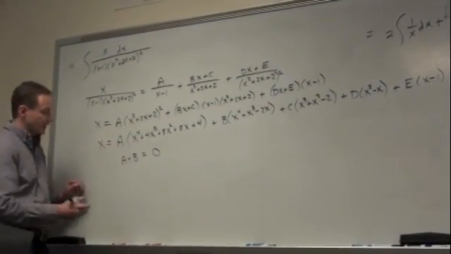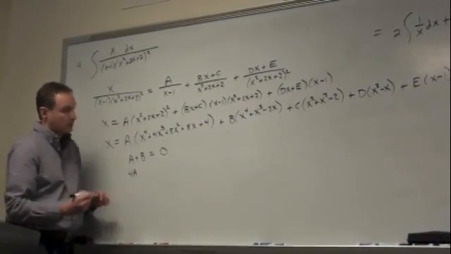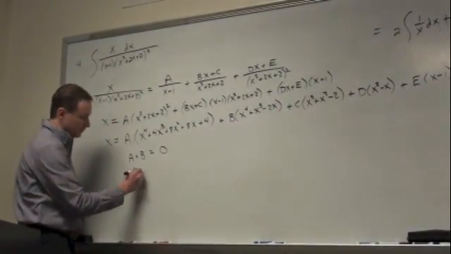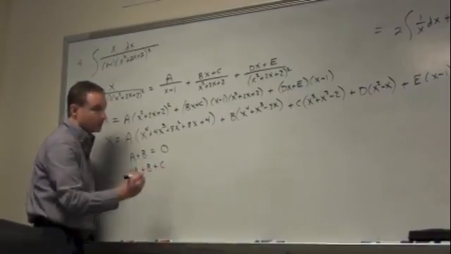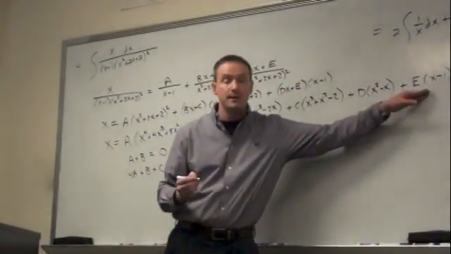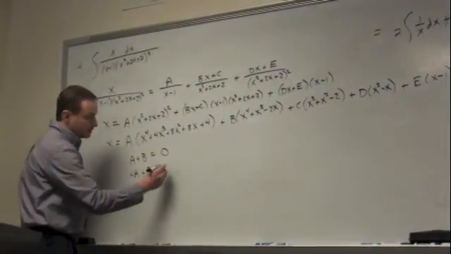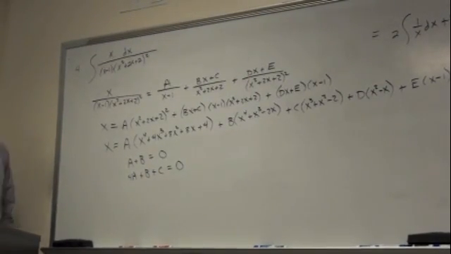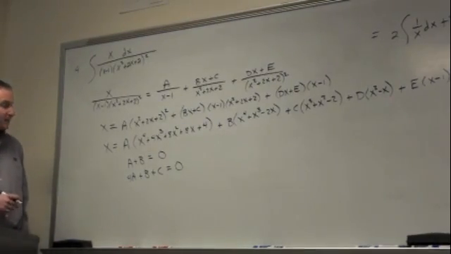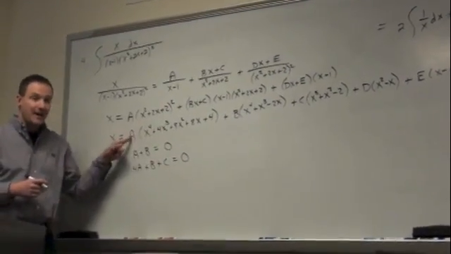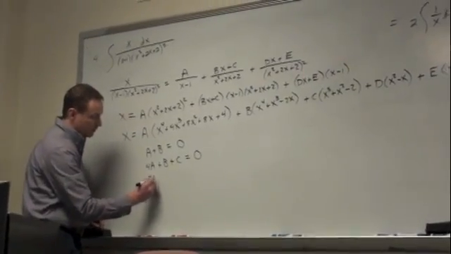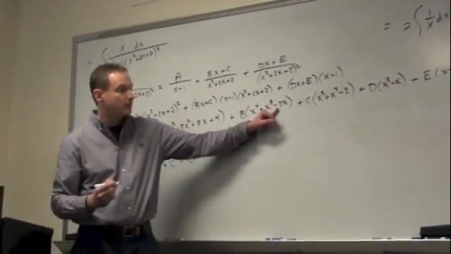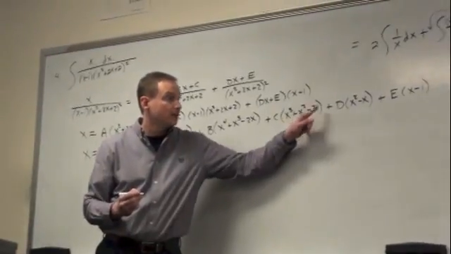I know 4a plus 1b plus 1c, no d or e. All of these are coefficients of x cubed. The sum of the x cubes has to be 0 since there's no x cubed term on the left. I move down to x squared. 8a, and then I don't have a bx squared, plus c plus d.